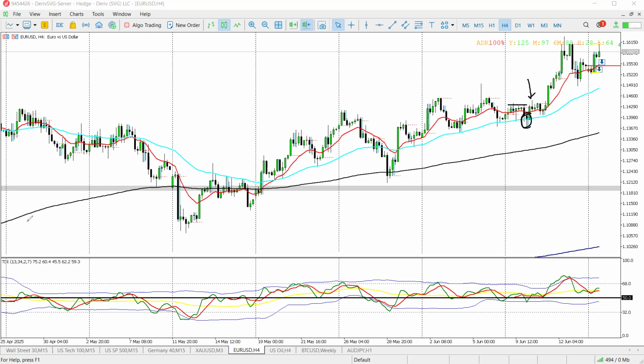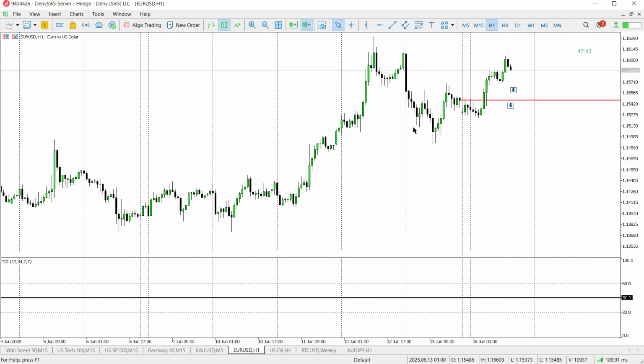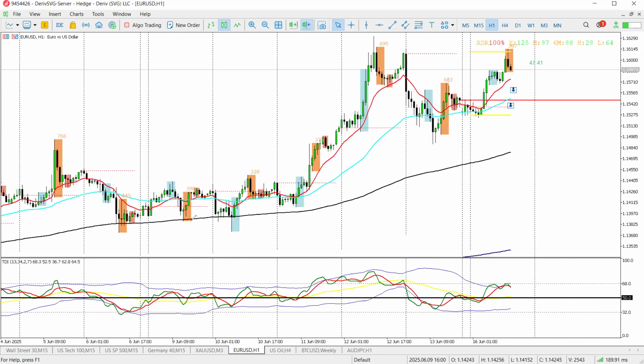So let's go to H1 and see what we had. So once you come to H1, you are able to identify Monday, Tuesday. That's why you see I've got period separators on my charts. It makes it easier and faster to identify the days. Double lines represent a weekend. So this was Monday's lows, right? Tuesday, we took out Monday's lows.